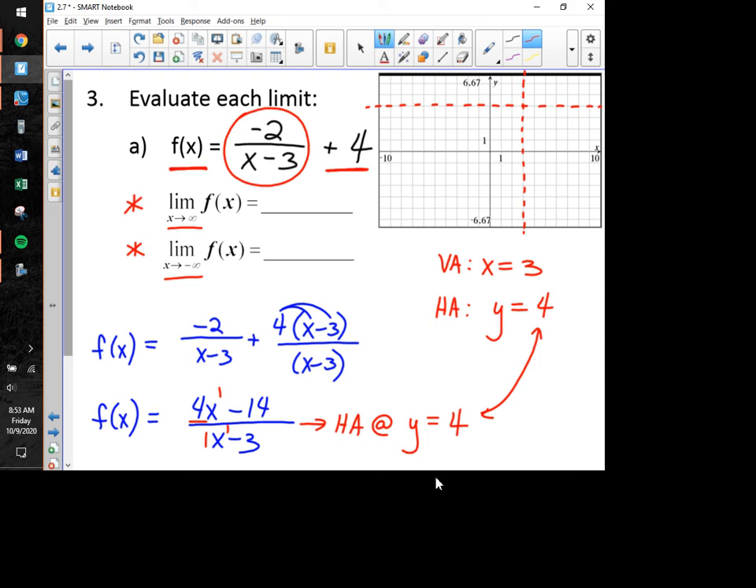Now, if I cared about the graph, which I've come this far, so I want to go ahead and get it right, I would test a couple of values to the left and to the right of the vertical asymptote to figure out which quadrants this graph is actually in. So I'd probably put in something to the right of x equals 3, so I'd probably put in 4. And if I did that, that's a negative 2 over 1, which is negative 2, plus 4, which is going to be positive 2. So I get the point (4, 2) as a point on this graph.